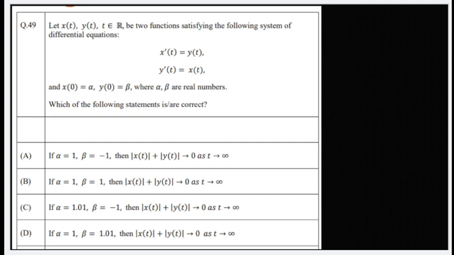It means these are the solution of this system of differential equations. The initial conditions are x of 0 equal to alpha and y of 0 equal to beta, where alpha and beta are two real numbers. Which of the following statements are correct? There are four options given.